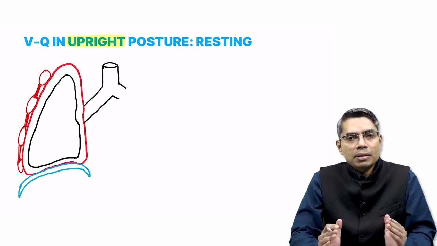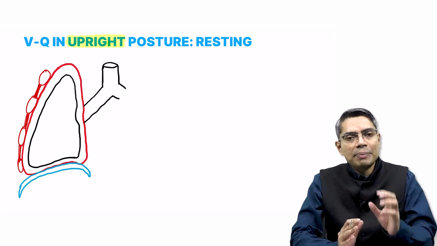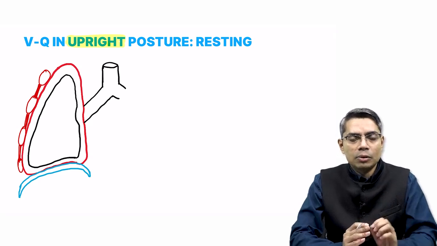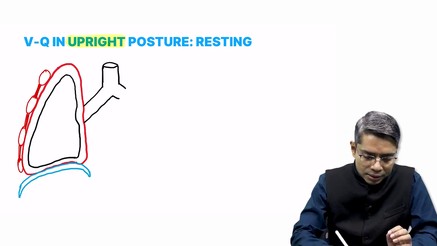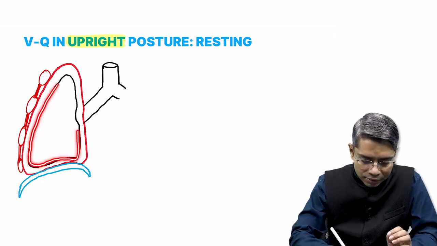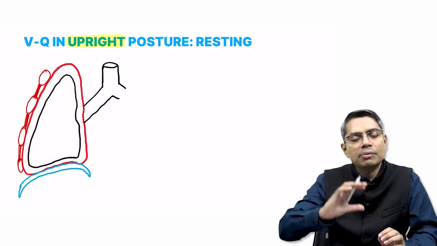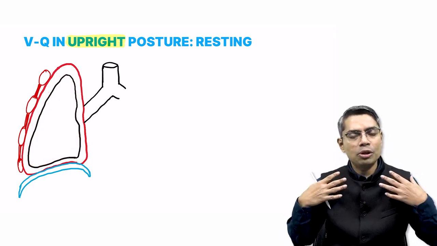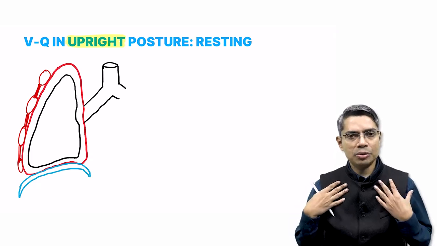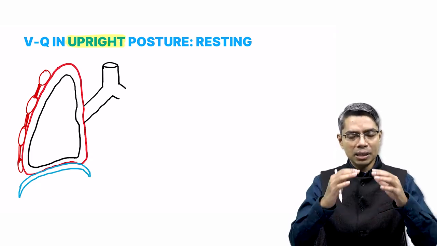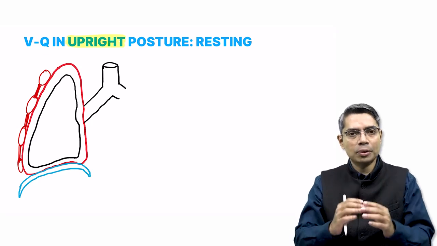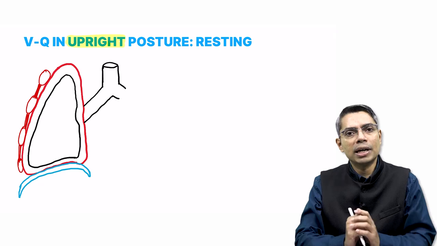Now whenever the person is in upright posture, the gravitational effect on the lung will be there. This means the lungs which are sitting inside this parietal pleura are freely mobile structures, right? Your parietal pleura is fixed with the chest wall. You are in upright posture, but the lungs which are there inside your parietal pleura, these lungs along with the visceral pleura, are a mobile structure.